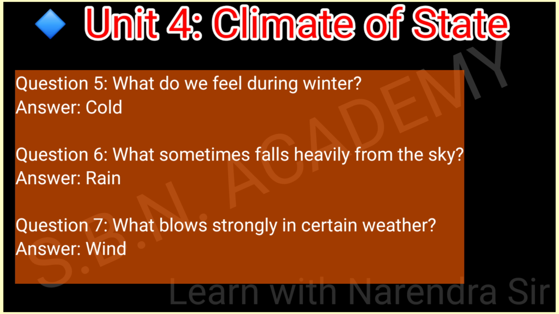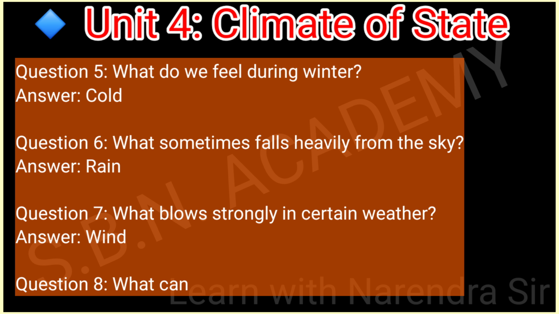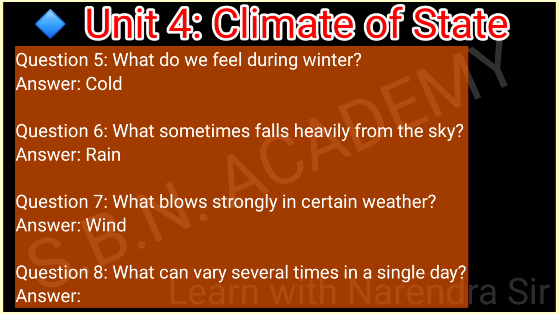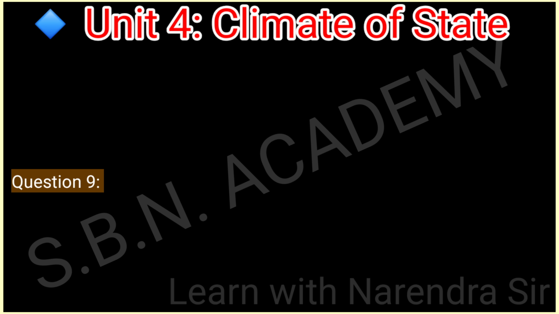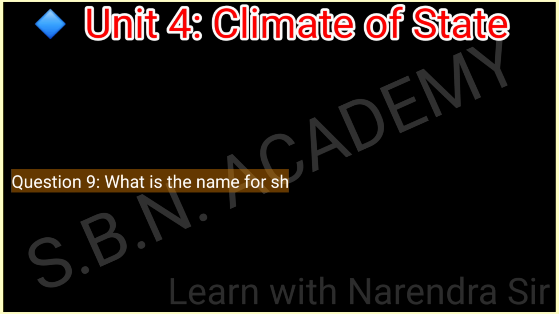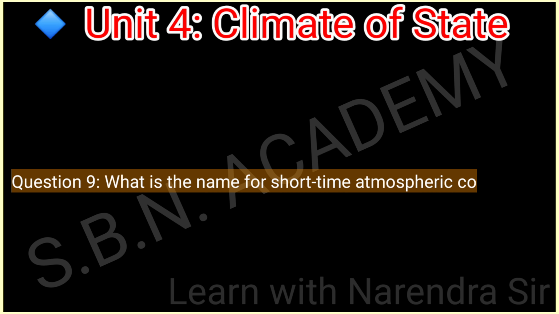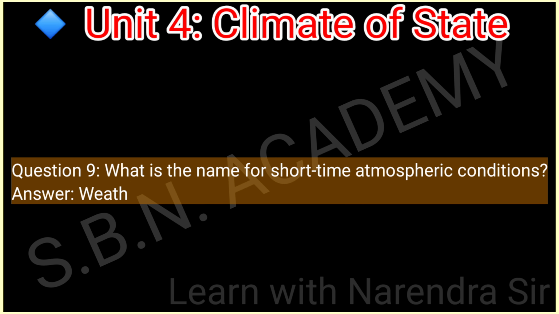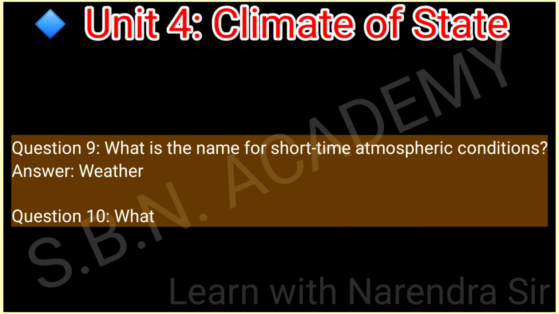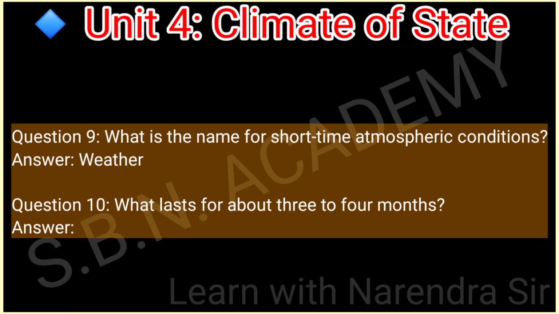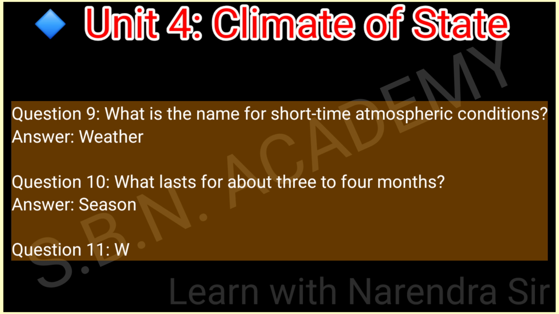Answer, wind. Question 8. What can vary several times in a single day? Answer, weather. Question 9. What is the name for short-time atmospheric condition? Answer, weather. Question 10. What lasts for about 3 to 4 months? Answer, season. Question 11. What is summer an example of?